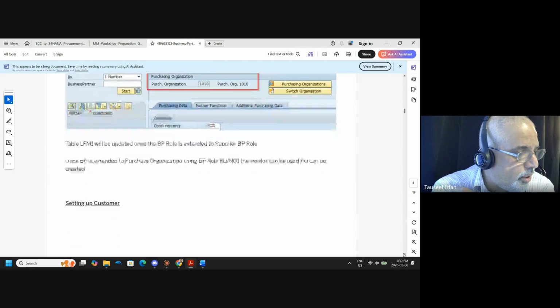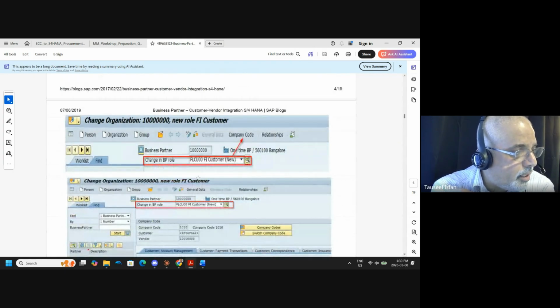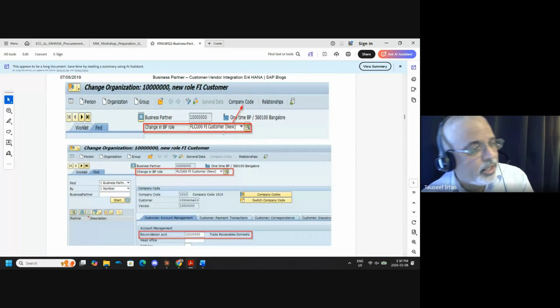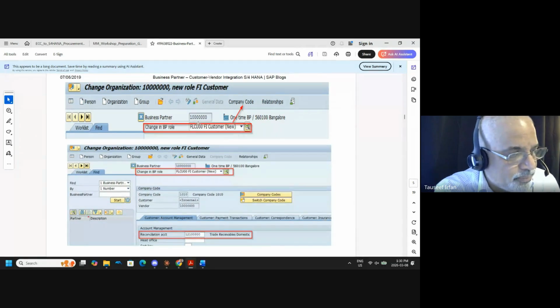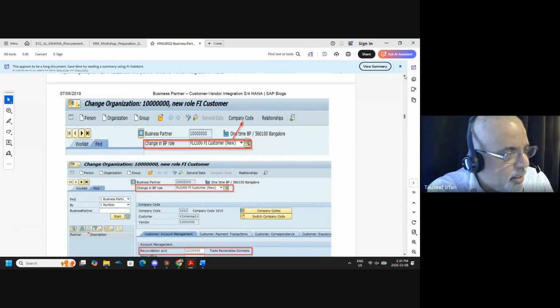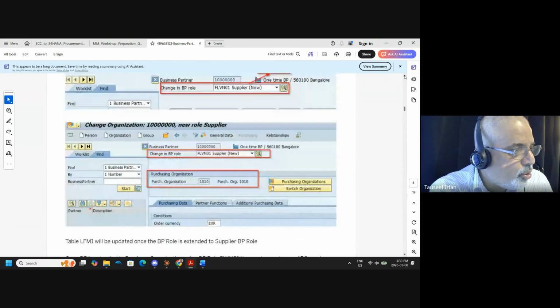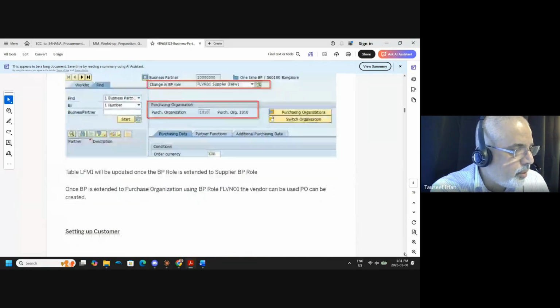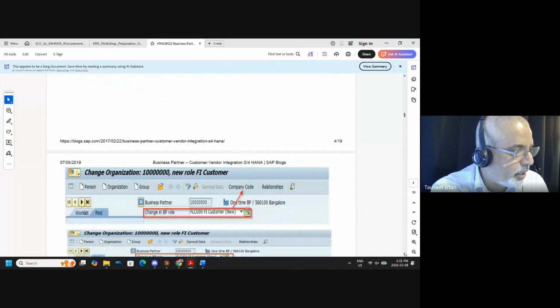This part you only have to do when that business partner is playing both the roles of a vendor and a customer. Then only you do this. Okay. If a business partner is doing the role of only a customer, then you don't have to do this work. The supplier part, for that particular business partner, you are not going to do. You will directly jump to the customer part, setting up the customer here.